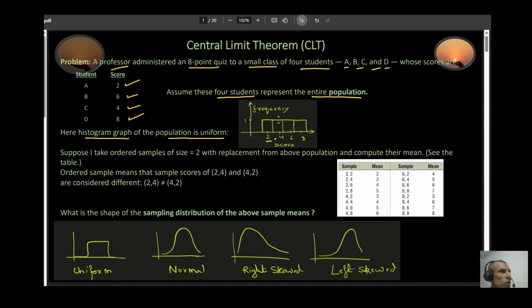So, see, for 2, there is only one 2, right? You draw a line like this. For 4, the frequency is 1, for 6, frequency is 1, for 8, frequency is 1. So it looks like this right here, which is exactly a uniform distribution.